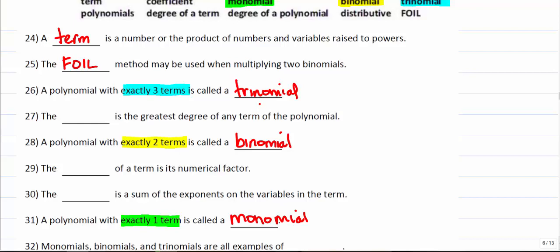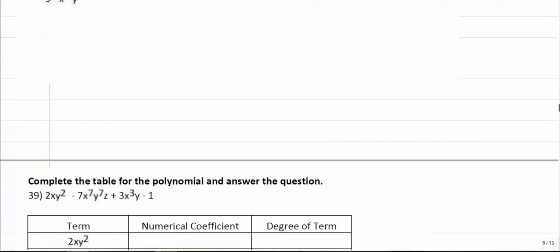All right, so the ones that are kind of tricky can be degree of a term versus degree of a polynomial, but it says here the greatest degree of any term of the polynomial. So the degree of a polynomial is the greatest degree of any term. And we're going to see this a little bit later on a problem, and that'll explain it more. Whereas degree of the term is the sum of the exponents on the variables in the term. And like I said, we're going to look at that problem when we do number 39.